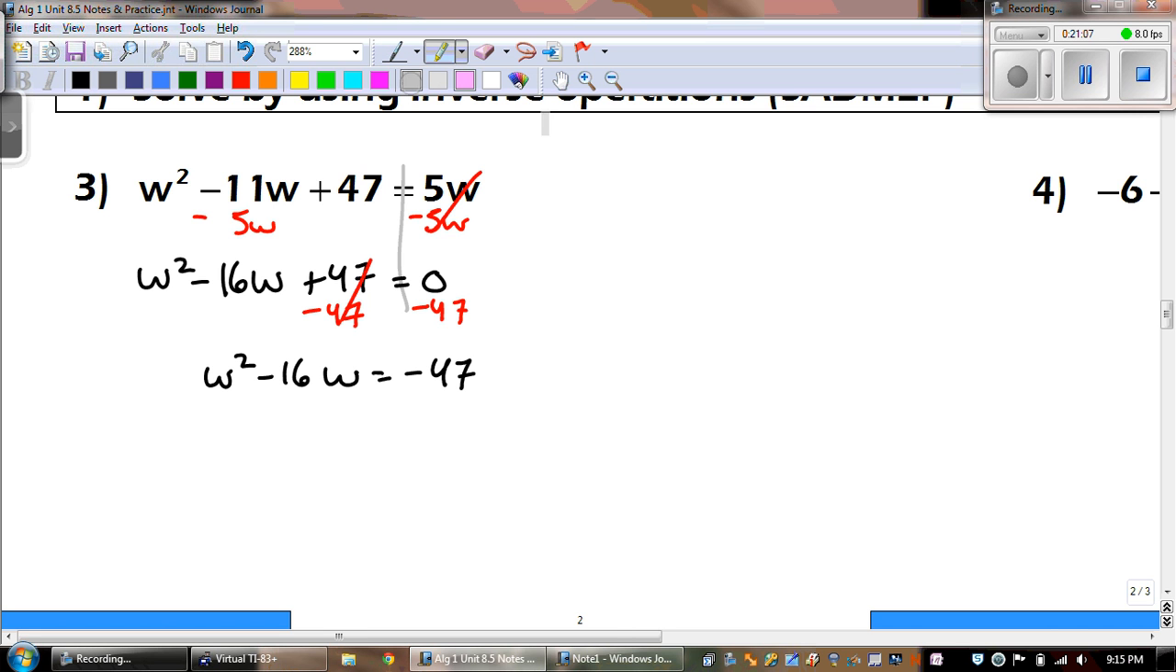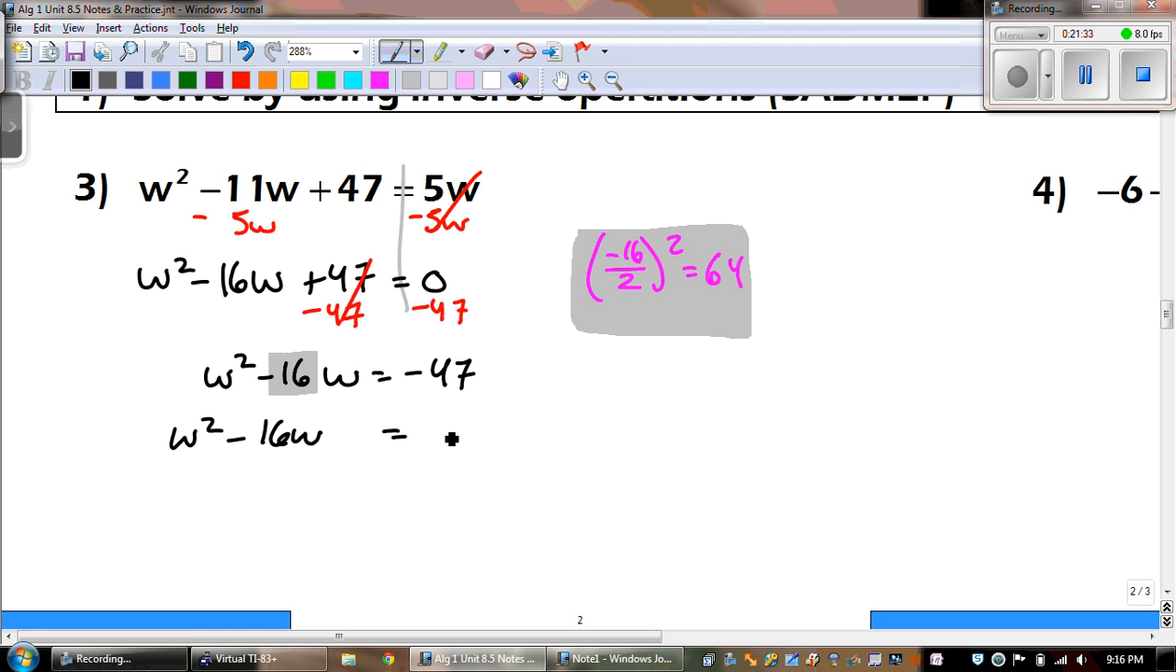Sweet. So now that we've got that, we can do b divided by 2 squared. There's our b. So I have negative 16 divided by 2 squared. Well, negative 16 divided by 2 is negative 8, and negative 8 squared gives us a positive 64. It's okay, you guys can use your calculators if you want to. So we are going to add 64 to both sides.